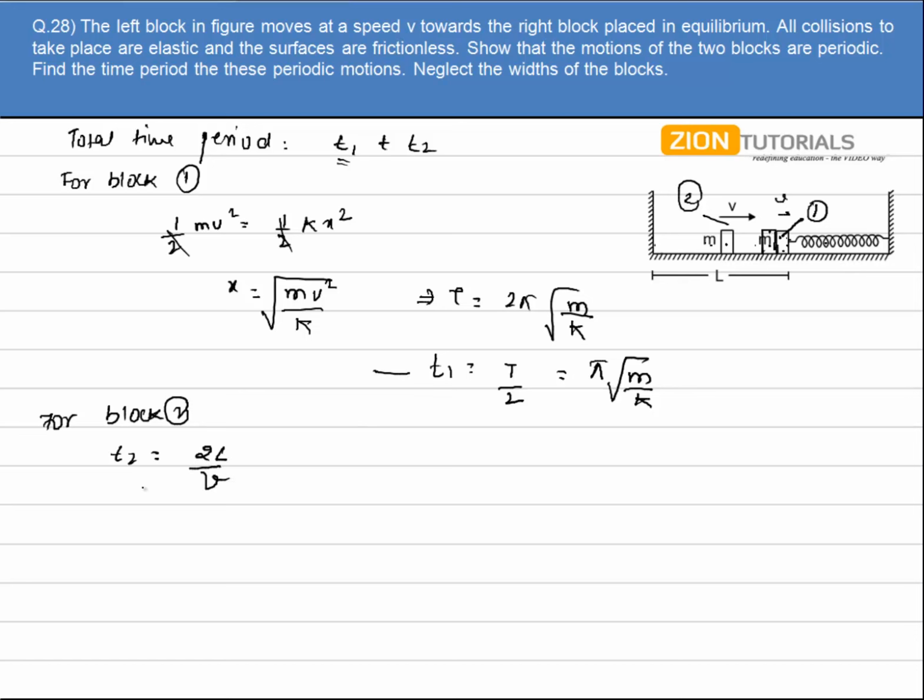So the total time period of the complete motion will be equal to t1 plus t2, and that is equal to pi under root of m by k plus 2l by v. That is the answer.